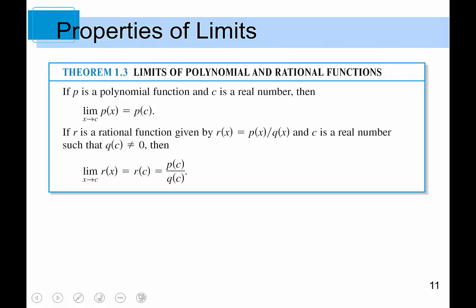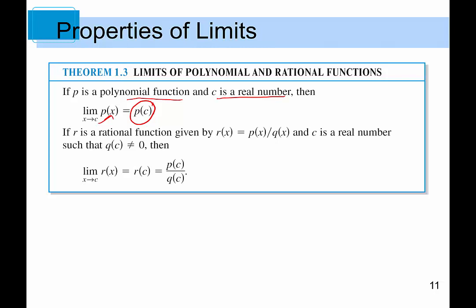So, the limit of polynomial and rational functions. If p is a polynomial function and c is a real number, then the limit as x approaches c of p of x is equal to p of c. Replace x with c.